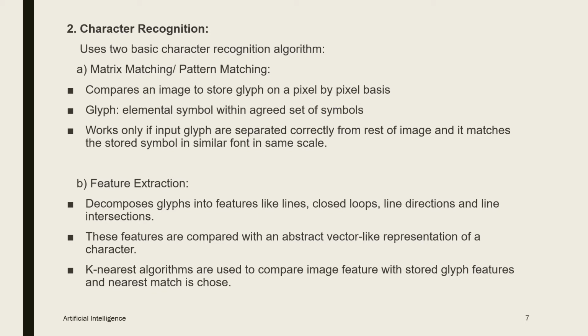And next one is feature extraction. It decomposes the glyph into features like lines, closed loops, line directions, and line intersections. These features are compared with an abstract vector-like representation of a character. K-nearest neighbor algorithms are used to compare image feature with stored glyph features and nearest match is chosen.